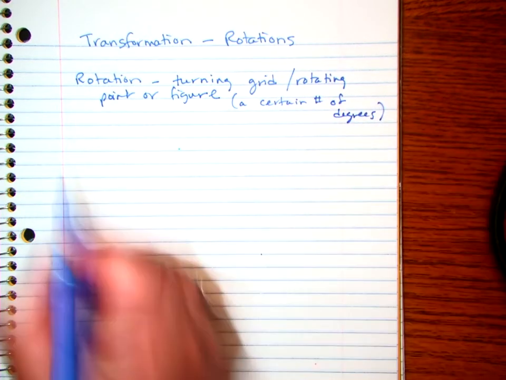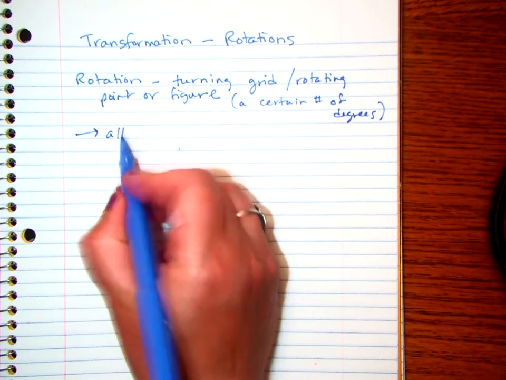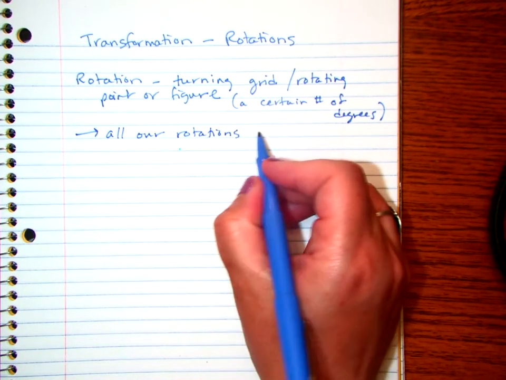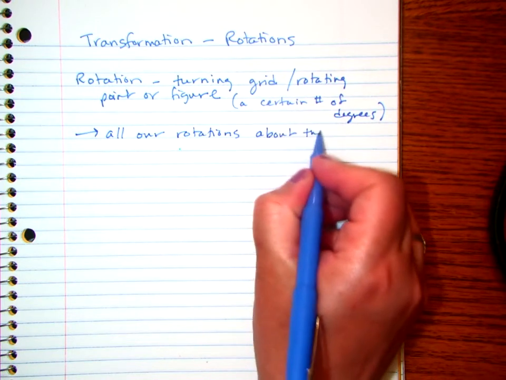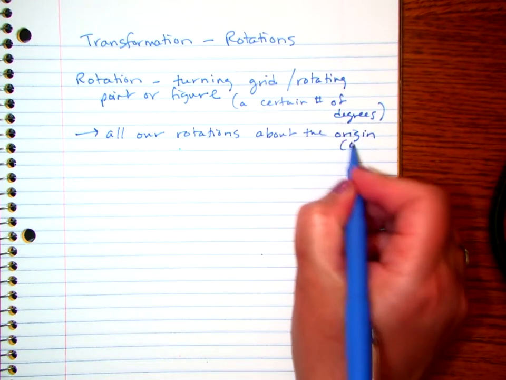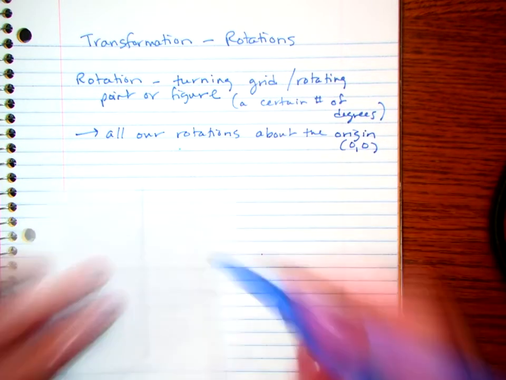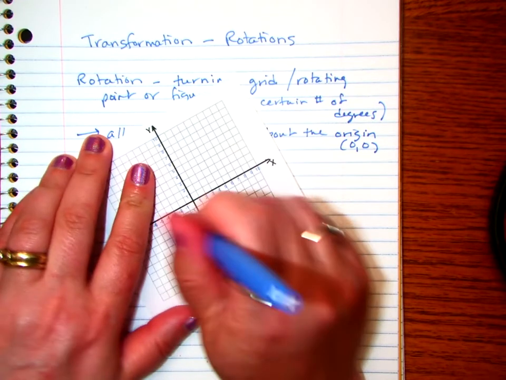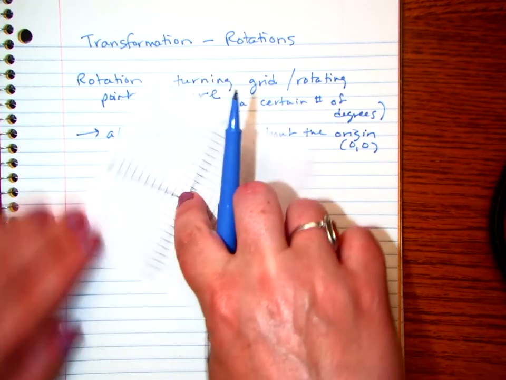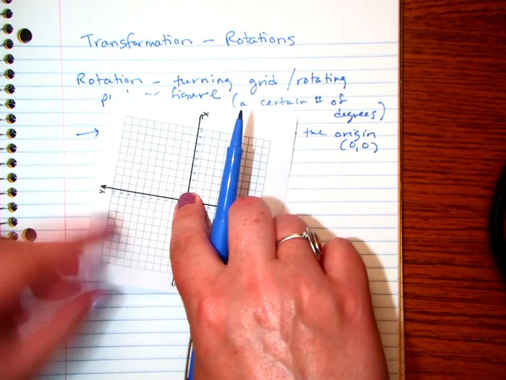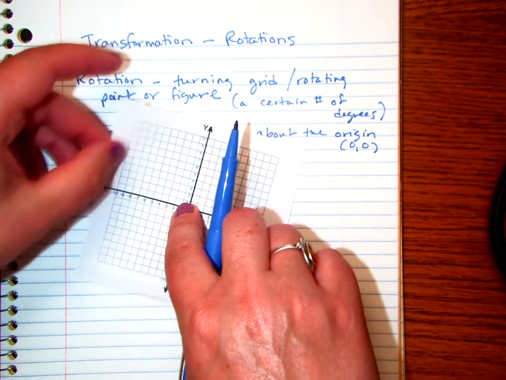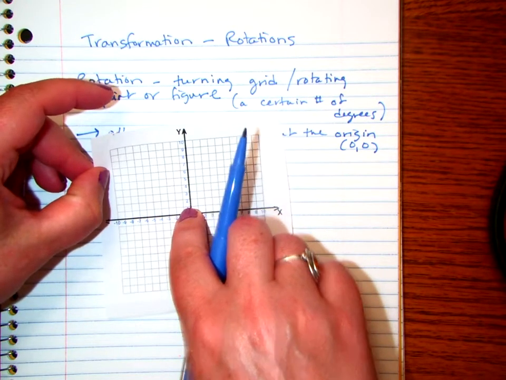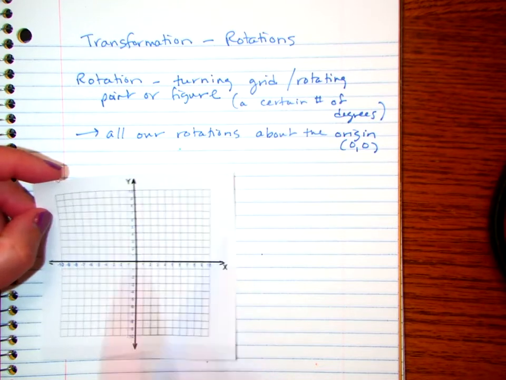Now, we will be doing only rotations about the origin. So that's that 0, 0 middle coordinate, meaning that if you have a point here, your turns will be based on that point staying at the same spot. So when you turn the grid and rotate it literally, that origin point would be in the same spot.